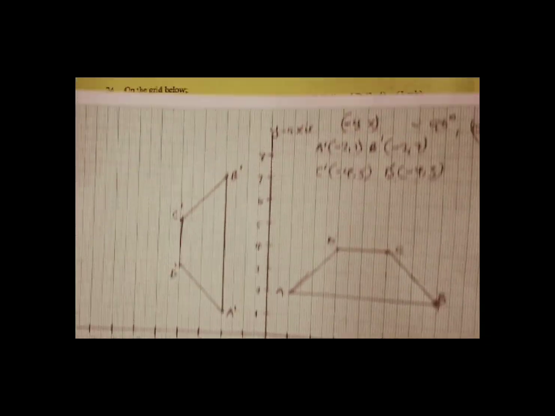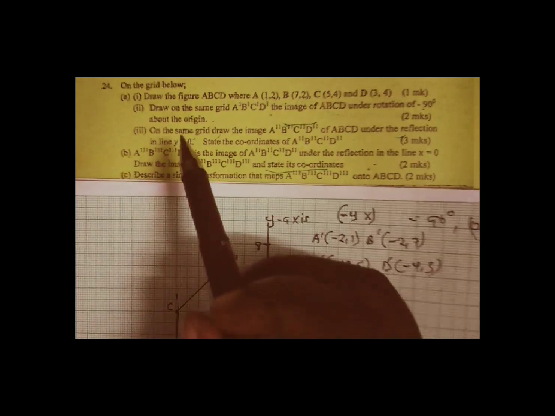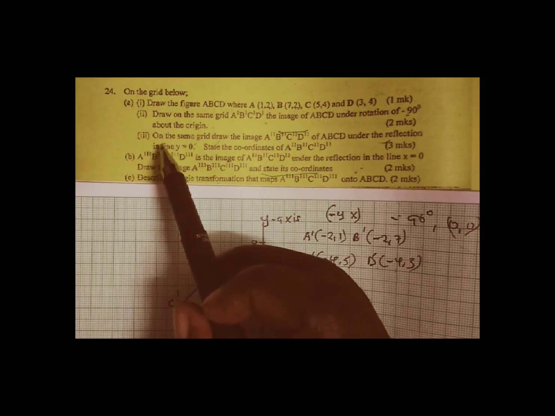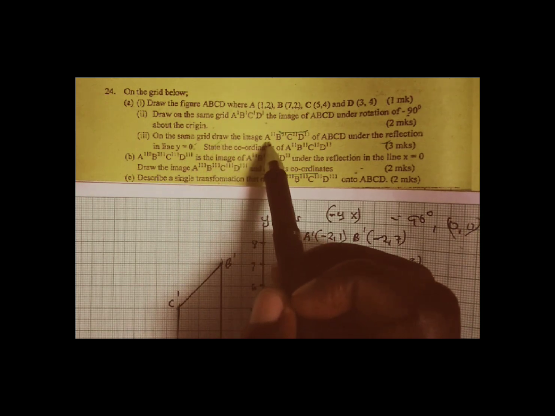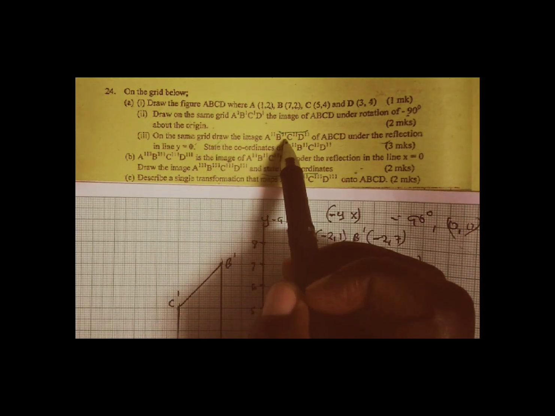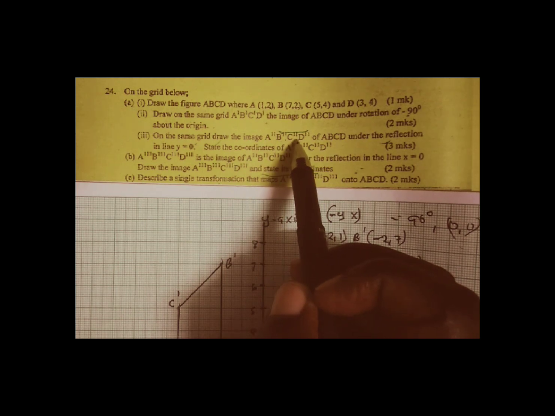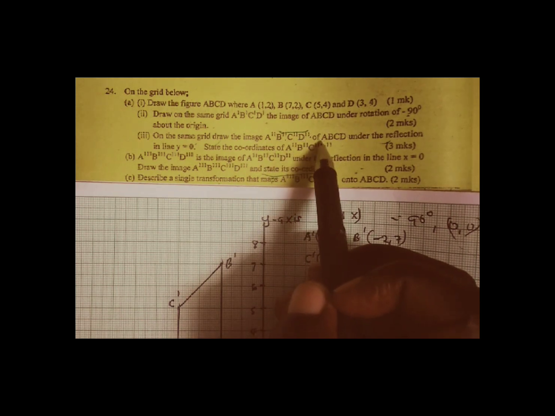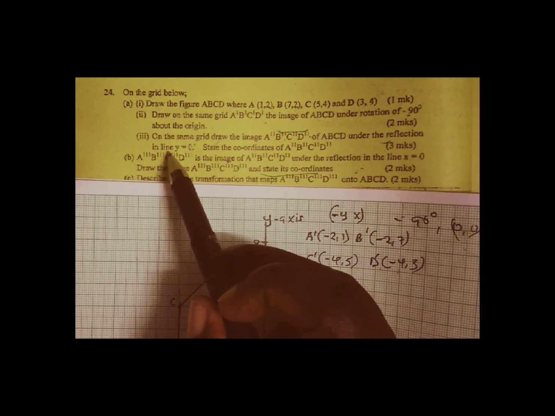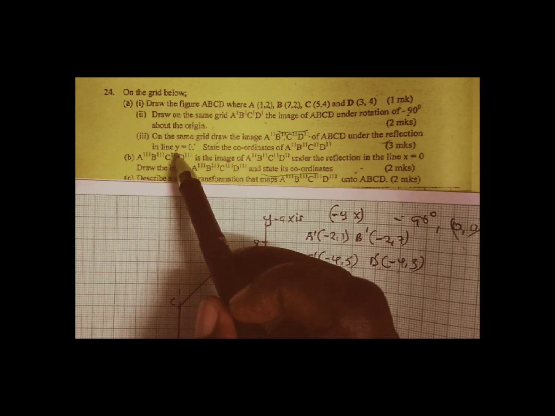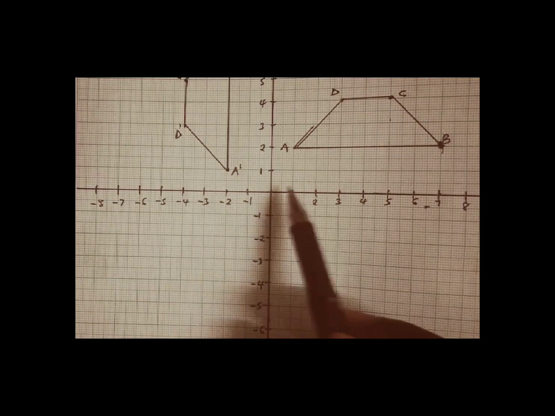Next, we move to Roman 3. Roman 3, on the same grid, draw the image of A double prime, B double prime, C double prime, D double prime of A, B, C, D under the reflection in the line y is equals to 0. And in the reflection of y is equals to 0, this is x-axis, and therefore we are going to use x-axis as our mirror line.